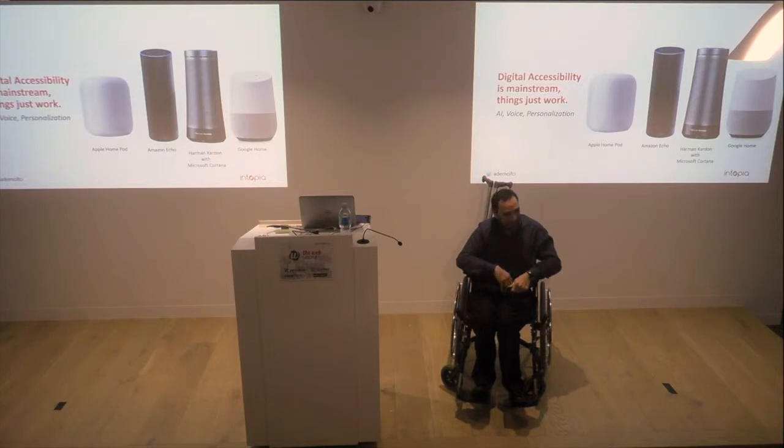So digital accessibility is, and I've said it's mainstream there, it's probably not there yet, but it's pretty close. The idea in the future is that digital accessibility is mainstream and things just work. You've got AI, you've got voice, and you've got personalization. So the picture up on the screen there is a series of voice-enabled speakers or smart speakers or whatever they're calling them. And every company seems to have one. So Apple's got one, Amazon's got one, Microsoft via someone else has got one, and Google's obviously got the Google Home. So it's kind of the thing that's happening at the moment, the smart speaker.